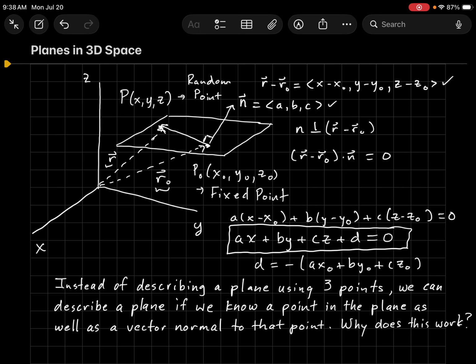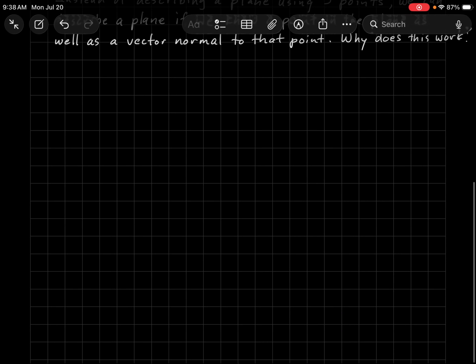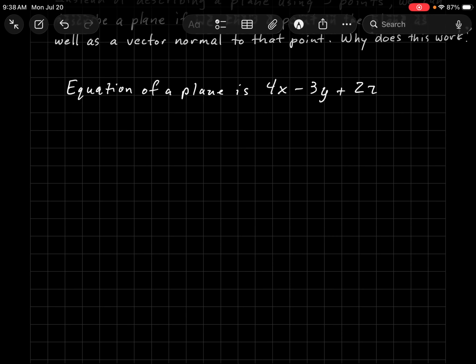So let me do just a few problems with this. Suppose that the equation of a plane is given by 4x minus 3y plus 2z equals -5. And let's find a vector normal to this plane.